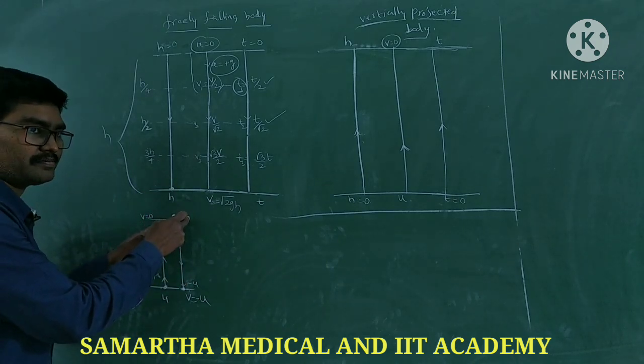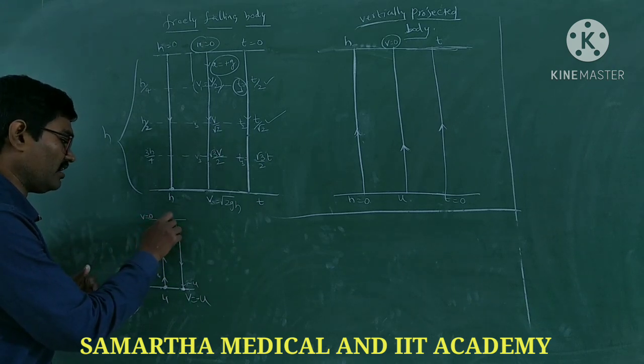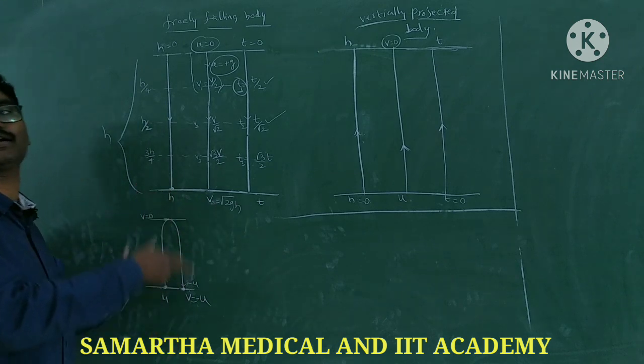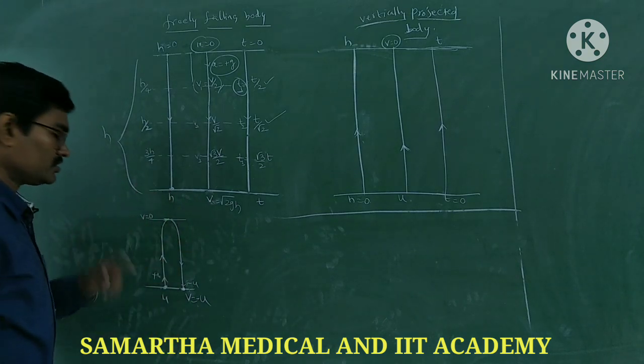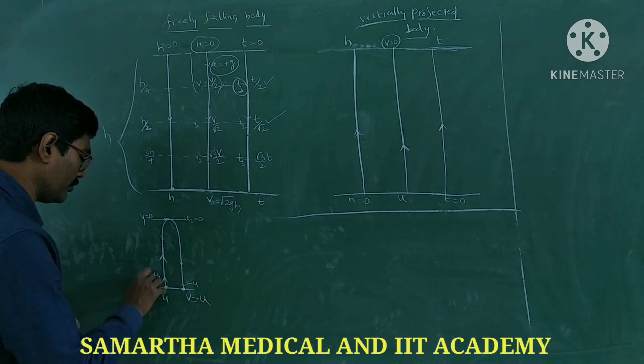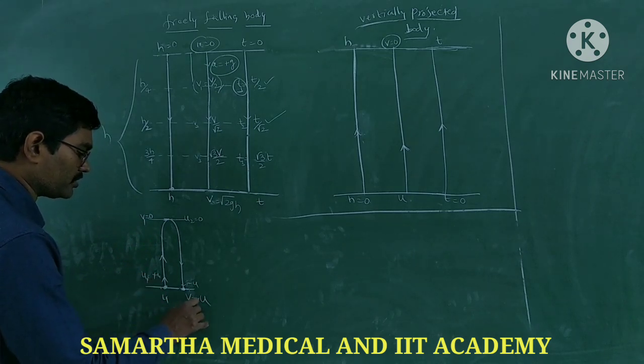Initial velocity 0. This is the final velocity here. That final velocity will be the initial velocity while coming down. Correct or not? So that is u2 is 0. Here v1 is 0, u1 is equal to u. So here you will get v2 is equal to minus u.